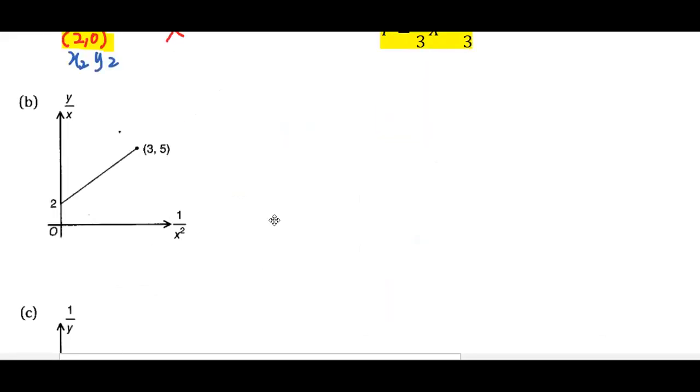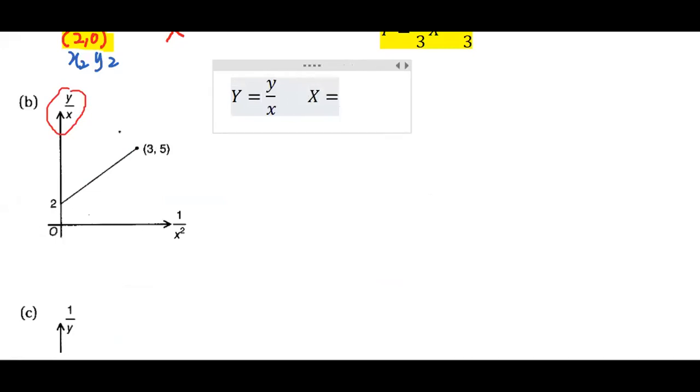Okay, let's try B ya. Kita cuba B. Bagi tahu cikgu, paksi Y saya apa? What is my Y axis? Okay, good. Y axis is this one. Y per X. What is my X axis? Paksi X saya. Okay, this one. 1 per X square.